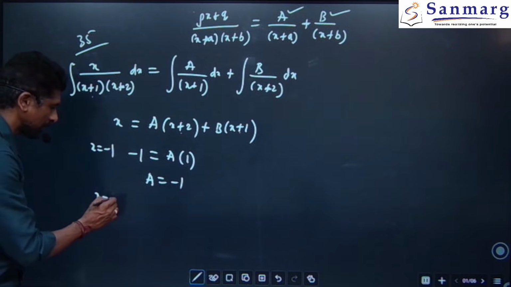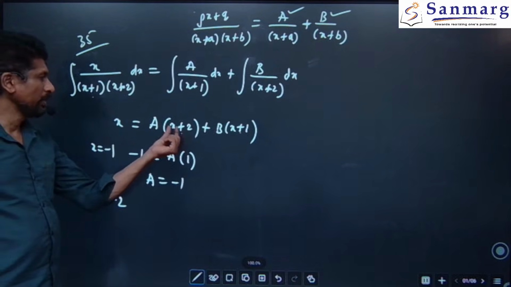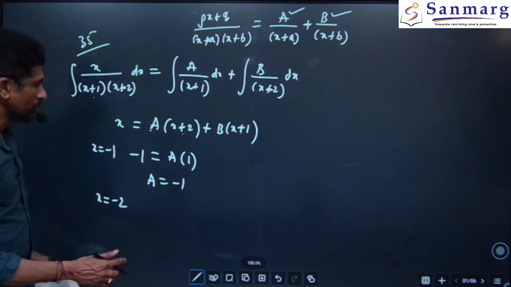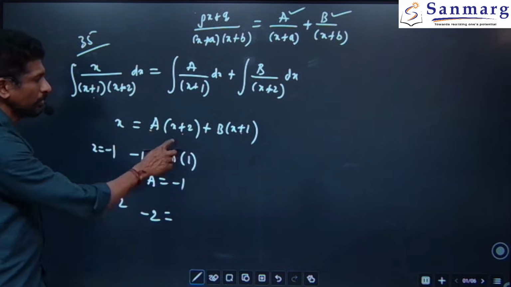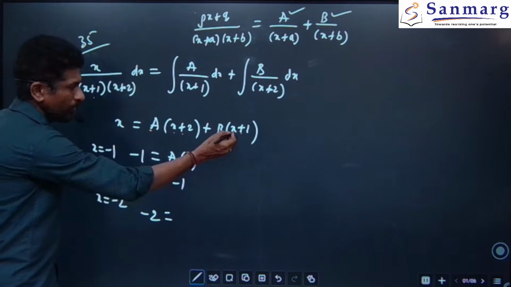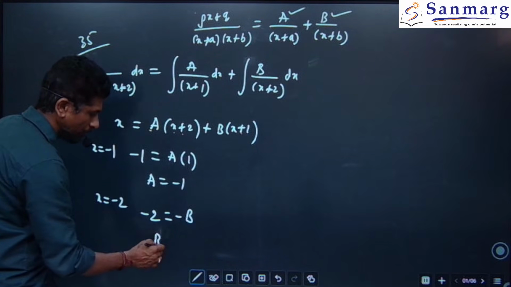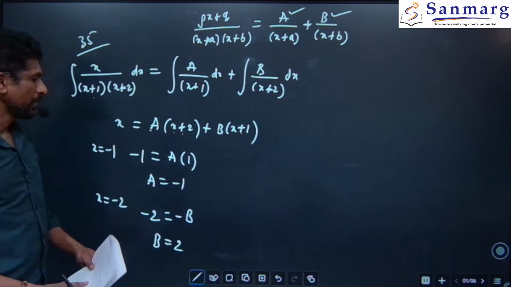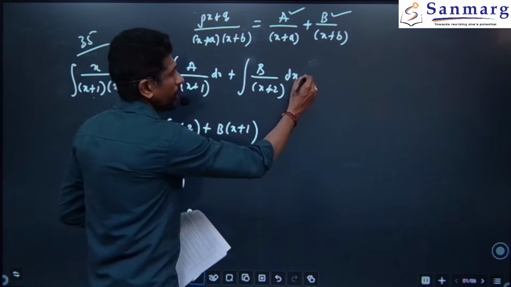Similarly, let us consider x equal to minus 2 now. Automatically this value becomes 0, meaning A becomes 0, and you will get the B value. So x is minus 2, the LHS becomes minus 2, and A becomes 0. The B value is minus 2 plus 1, which is minus 1, so automatically the B value becomes 2 here. By taking this constant value and substituting here, you have to integrate the function.